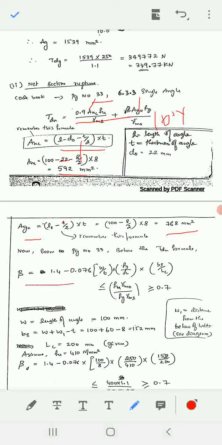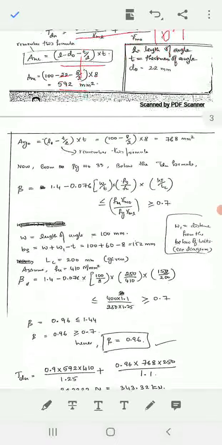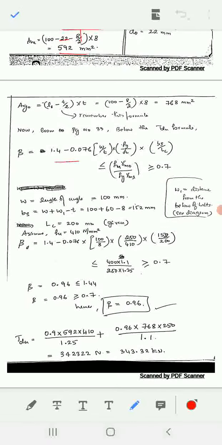Now for the beta, whatever I told on page number 33, we got beta values here, right? This is the beta formula. Here we need W value, that is W is length of the angle, that is 100 mm, same as here L value. Then W by T is always 8 mm. Then Fy is 250, Fu is 410 given in the question. Then we need BS, LC is 200 given in the question. Initially we did. Now we need BS values.